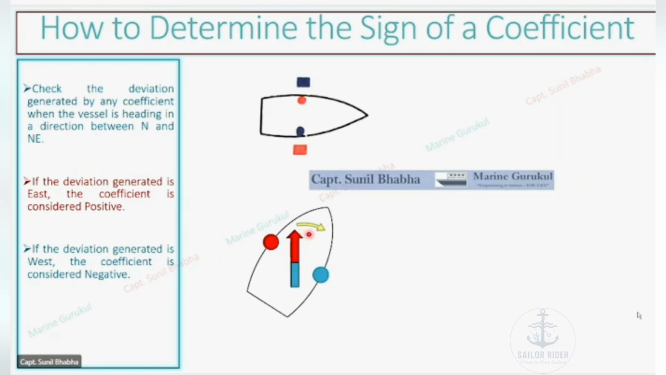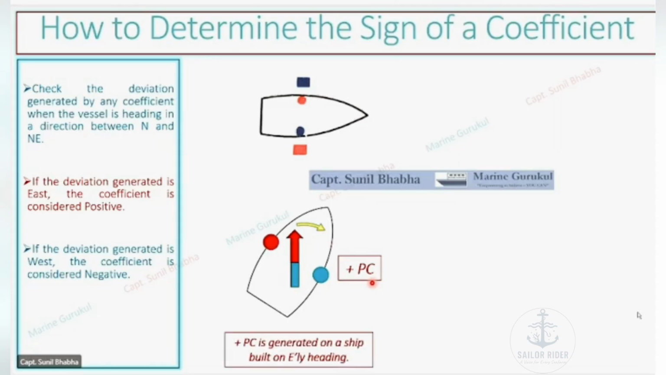You can see the compass needle is going to swing as shown by the blue color arrow, generating easterly deviation. Now since easterly deviation is generated, this will be called plus PC, plus permanent C. So it can be summarized, plus PC is generated on a ship which is built on an easterly heading. Let us analyze this for a ship which is built on a westerly heading.